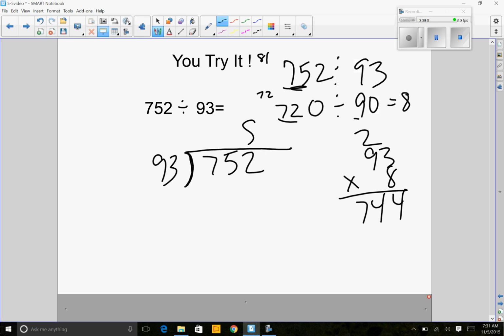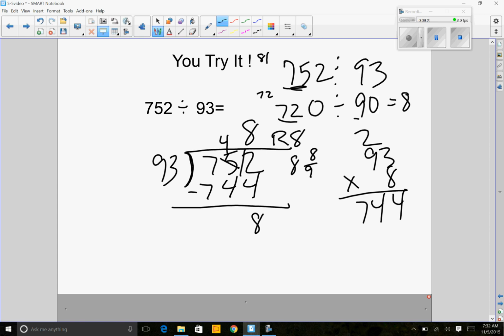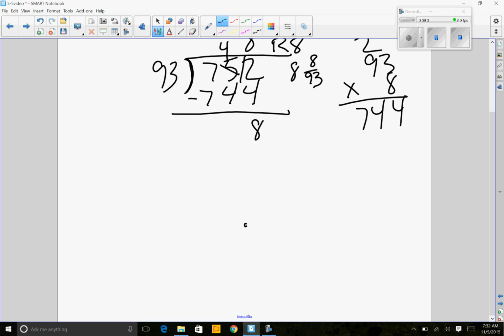So I'm going to put an 8 here, and I'm going to put my number here. I've done my multiplication already. I'm going to do my subtraction. And 8 is my answer. So now I have 8, remainder 8, or 8 and 8 over 93. And now I'm going to do my check. Just a little more space. So I'm going to do 93 times 8.